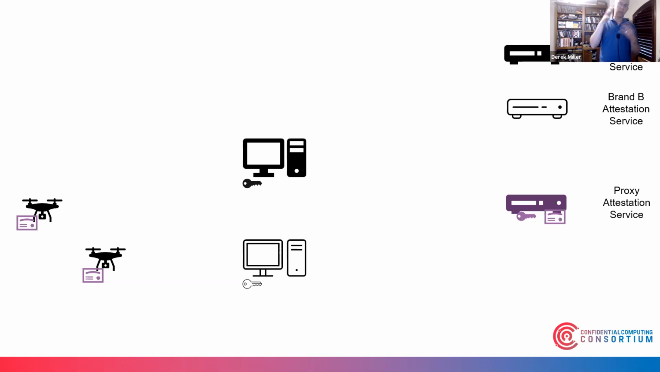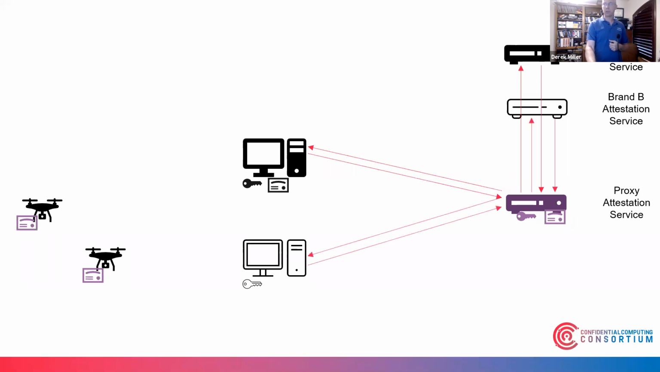The drone devices, the client devices, have existing certificates. They have a trust relationship with the proxy attestation's CA certificate. So when the enclave boots up on the brand A device, it again does attestation with the proxy attestation service and the brand A attestation service. At the end of that, it receives a certificate issued by the proxy attestation service. So the proxy attestation service is again acting as the CA, or certificate authority. It is issuing a certificate to that device. Same thing happens with the brand B device, and it ends up with its own certificate.